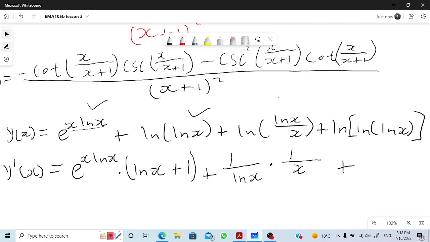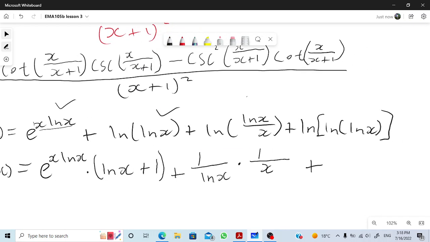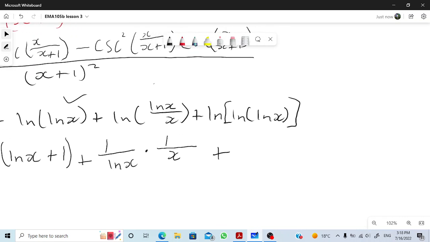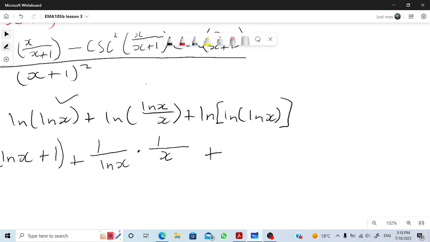Now it's plus. Now we move on to this function. There's no space, so I will move it to the side. Right now, if we differentiate this, we are going to have 1 over the brackets. So 1 over ln x over x, multiplied. Now we differentiate this.